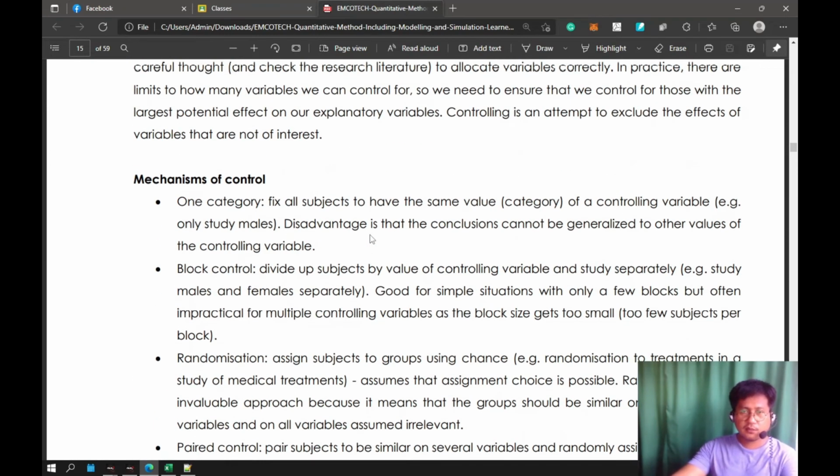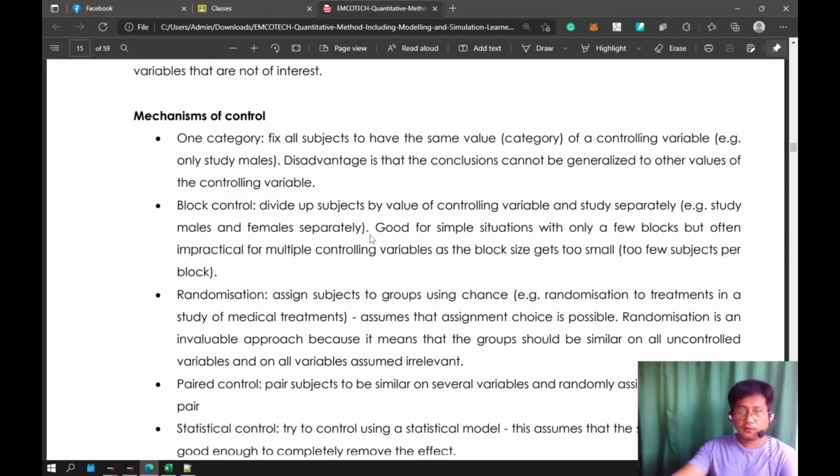So, about mechanisms of control. One category fixes all subjects to have the same value of a controlling variable. The disadvantage is that the conclusion cannot be generalized to other values of the controlling variable if you have only one category. So you need to have multiple categories in your research or variable.